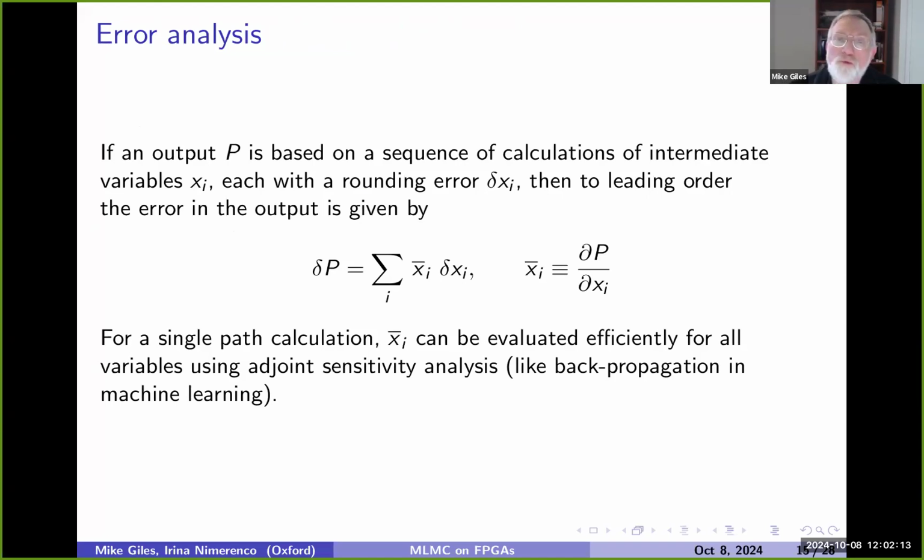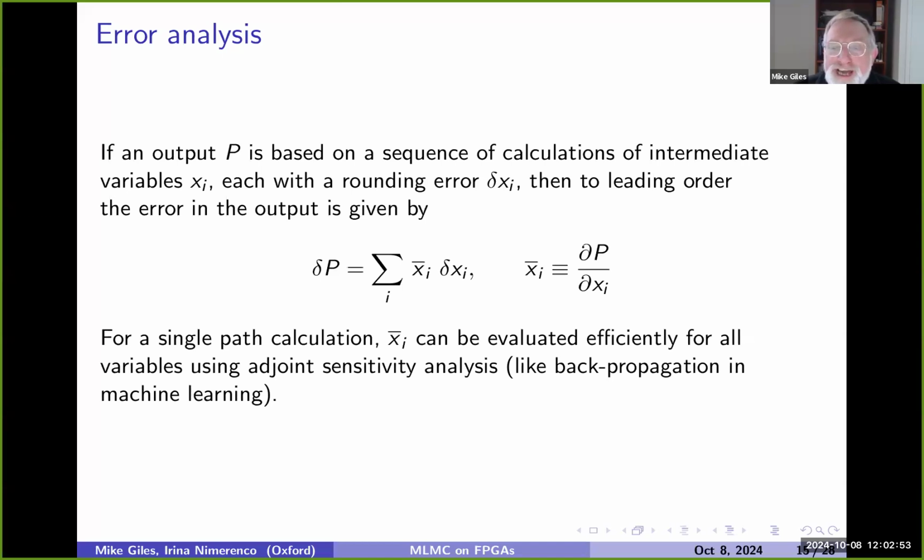Right. So we have a calculation that's computing an output p. And along the way, we're making rounding errors because we have finite precision arithmetic. So what we want to know is how big is the error in the final computed p given these rounding errors at each stage in the calculation. Okay. Well, to leading order, so linear treatment says that the error delta p is the sensitivity dp dx times the rounding error delta x.